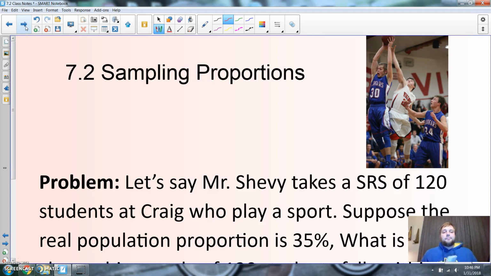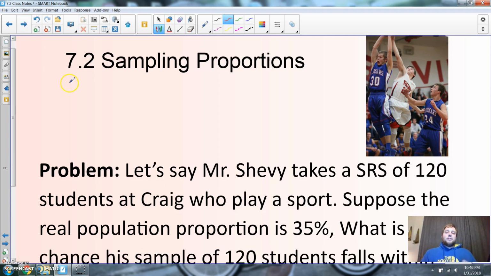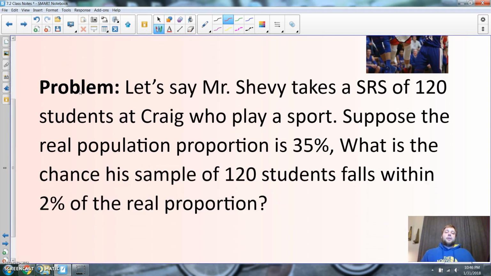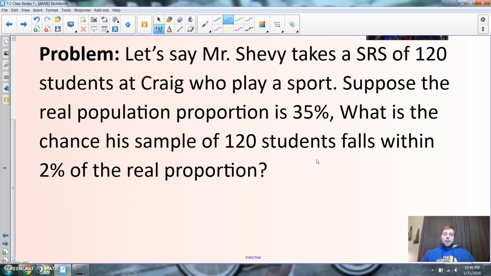Okay, next. Let's say Mr. Sheevy takes a simple random sample of 120 students at Craig who play a sport. Suppose the real population proportion is 35%. What's the chance his sample of 120 students falls within 2% of the real proportion?